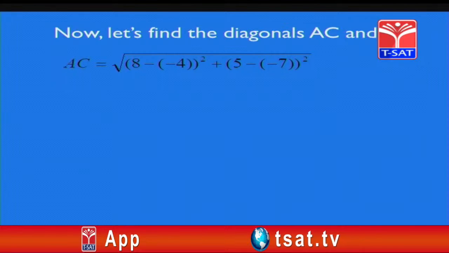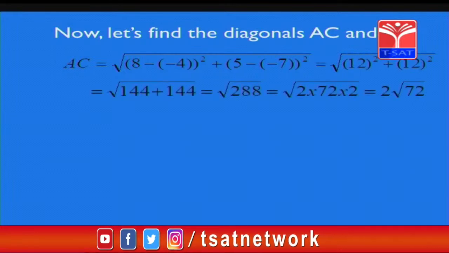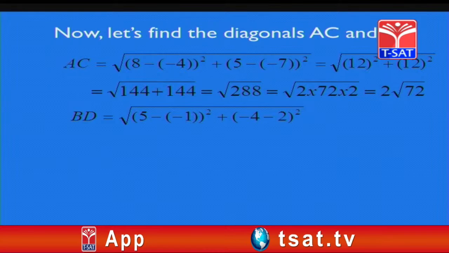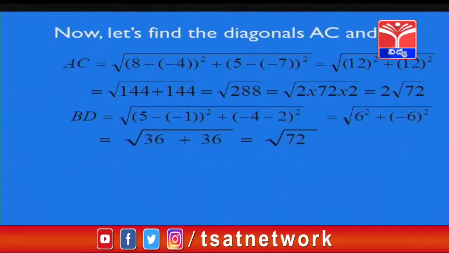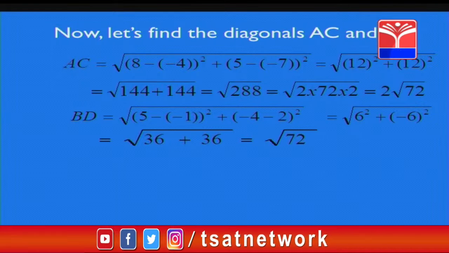So, AC is equal to under root of (8 - (-4)) whole square plus (5 - (-7)) whole square. That gives me under root 144 plus 144, which is under root 288, and I get 2 under root 72. And BD is equal to under root of (5 - (-1)) whole square plus (-4 - 2) whole square, that is equal to under root 6 square plus (-6) whole square, that gives me again under root 72. If you observe children, AC and BD are not equal. AC we got as 2 root 72 and BD as under root 72. So, AC and BD are not equal.